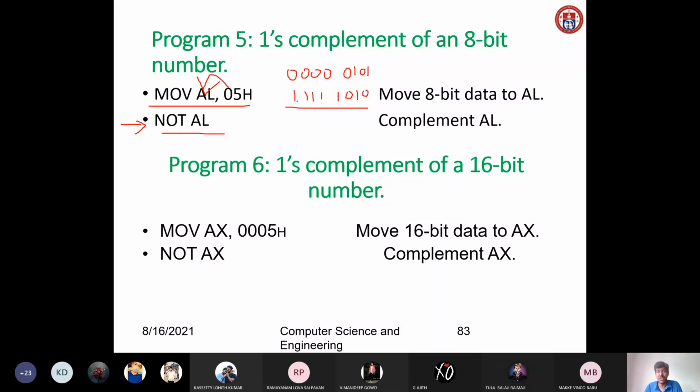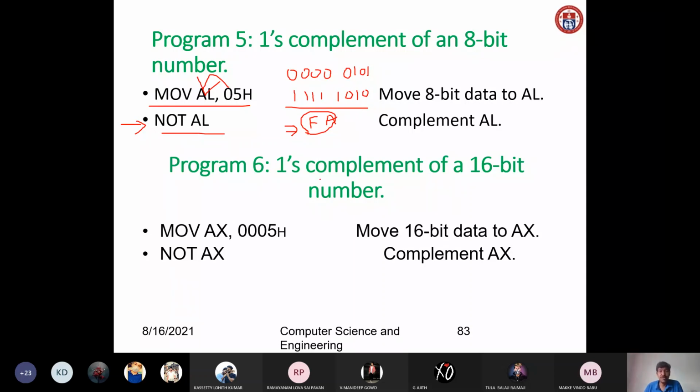So what is this value actually? It is 15, which we can write as F, and this is 10, and 10 means A. So now the AL value is FA. This is the hexadecimal representation. So 15 in hexadecimal format is F, and 10 is A. So this is actually the ones complement of an 8-bit number. My AL value is 05. After taking the ones complement, the AL value is FA.